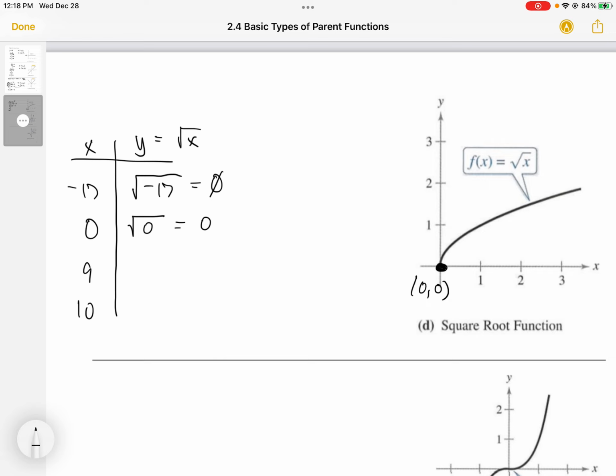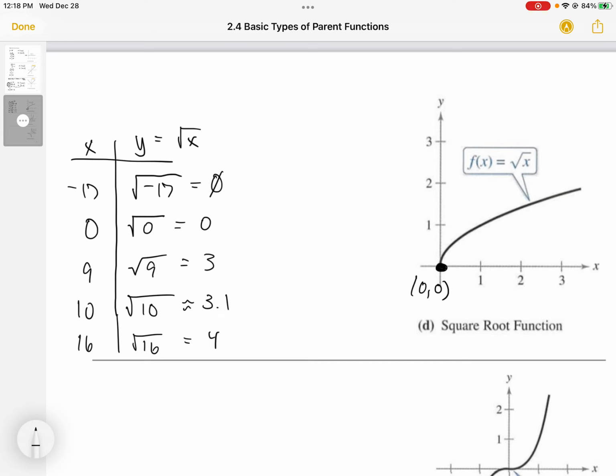When x is 9, we could find the square root of 9 to be 3. And when x is 10, we could find the square root of 10. Now, I can't really find this without a calculator. I do know it's greater than 3, and I know it's going to be less than 4, because if x was 16, the square root of 16 would be equal to 4. So I know it's between 3 and 4, and it's closer to 3. So let's say it's about 3.1-ish.